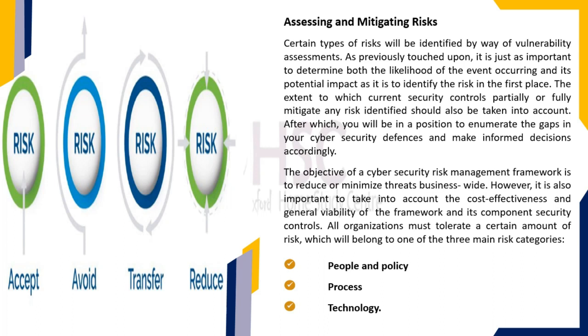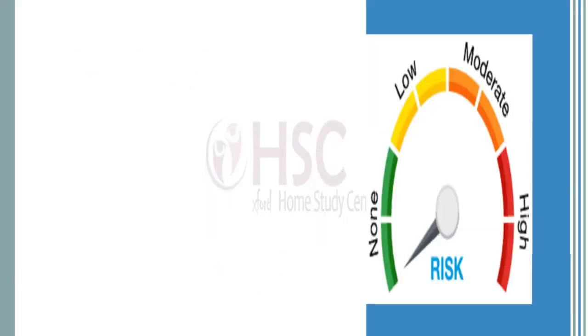After which, you will be in a position to enumerate the gaps in your cybersecurity defenses and make informed decisions accordingly. The objective of a cybersecurity risk management framework is to reduce or minimize threats business-wide. However, it is also important to take into account the cost-effectiveness and general viability of the framework and its component security controls. All organizations must tolerate a certain amount of risk, which will belong to one of the three main risk categories: people and policy, process, technology.